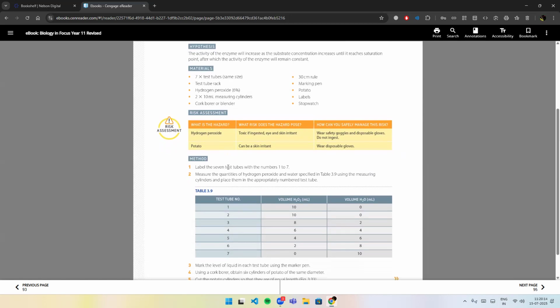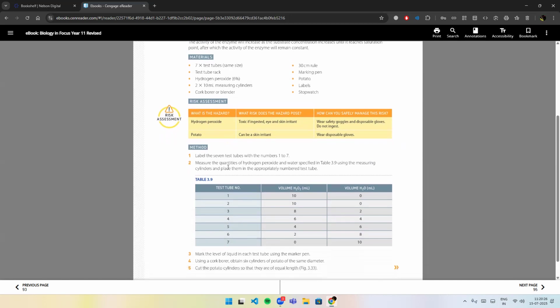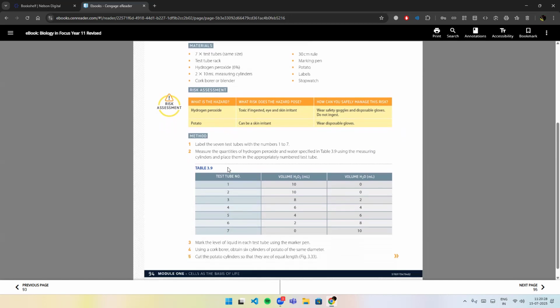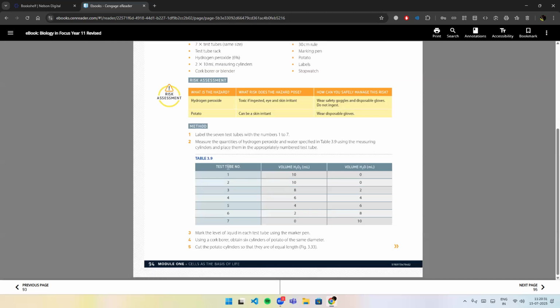Materials: 7 test tubes of the same size, test tube rack, hydrogen peroxide 6%, 2 10 ml measuring cylinders, cork borer or blender, 30 centimeter rule, marking pen, potato, labels, stopwatch. Risk assessment. Hydrogen peroxide: toxic if ingested, eye and skin irritant. Wear safety goggles and disposable gloves. Do not ingest. Potato: can be a skin irritant.